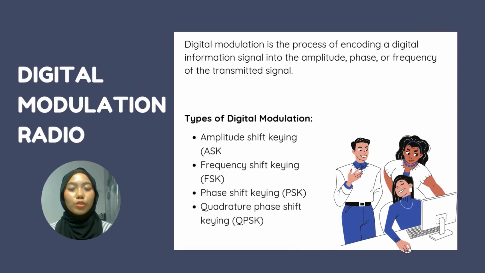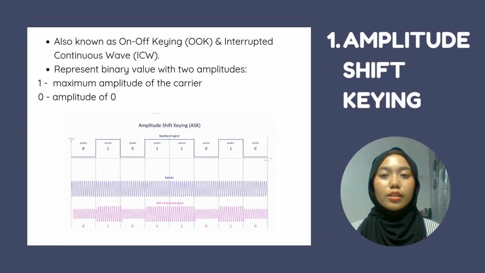Next is digital modulation. Digital modulation is the process of encoding a digital information signal into the amplitude, phase, or frequency of the transmitted signal. There are four types of digital modulation. The first one is amplitude shift keying, also known as on-off keying and interrupted continuous wave. It represents binary values with two amplitudes, where bit 1 represents the maximum amplitude of the carrier and bit 0 represents an amplitude of 0.